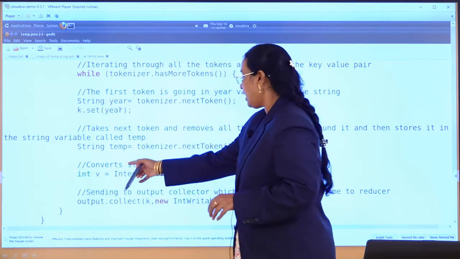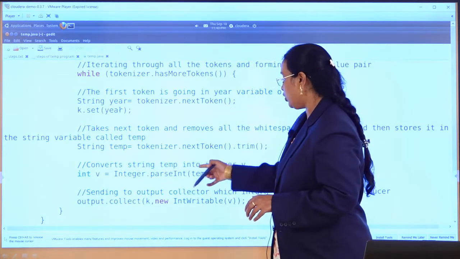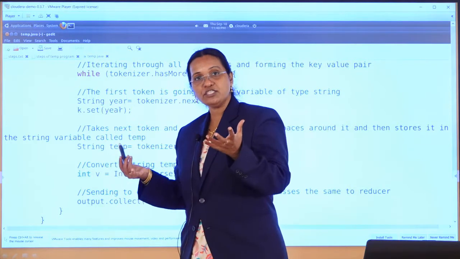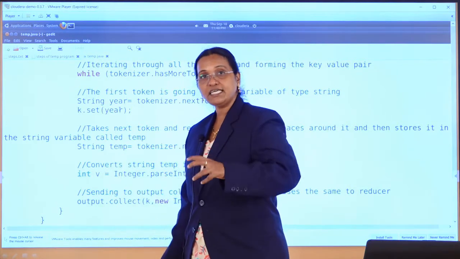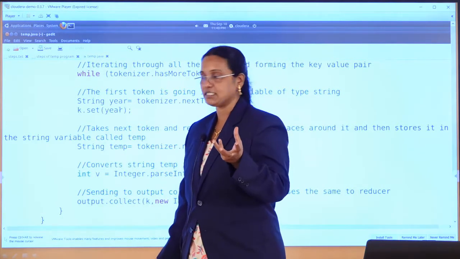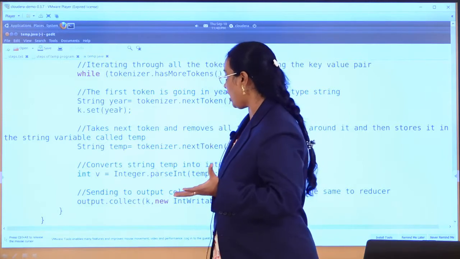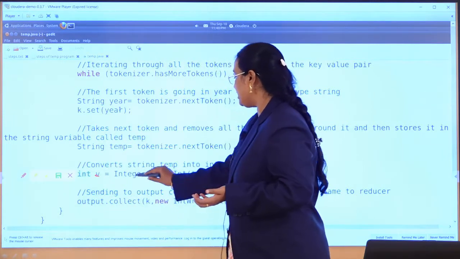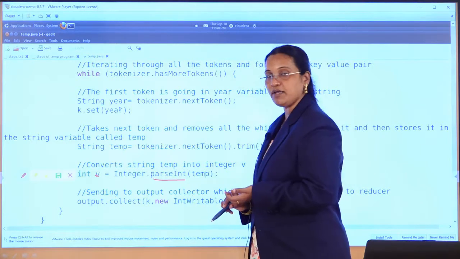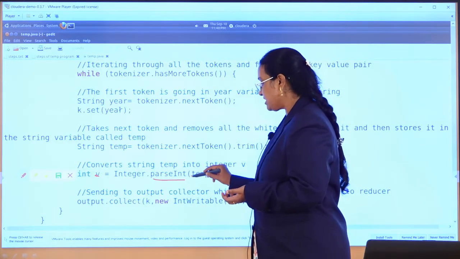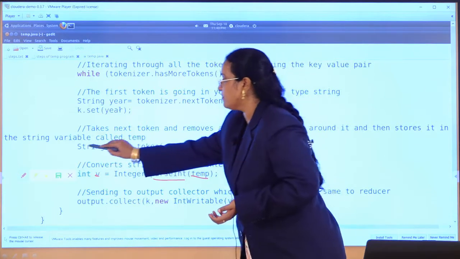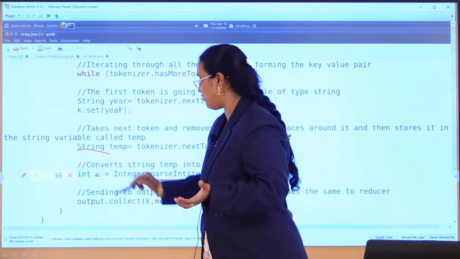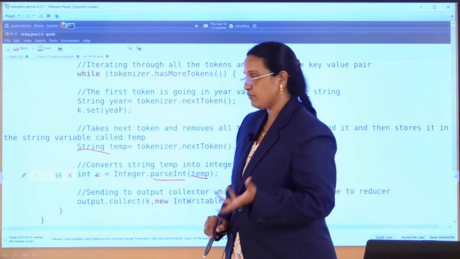After that, convert the string temp into integer v. We have taken the form of a string, but in the weather data set I have all integers, so I need to convert it. How am I converting it? Int v is my variable, Integer dot parseInt. ParseInt is my method, and I am passing temp. Temp has my string, and I am converting it into integer form. Now it is in the v format, right? It is in the integer format.